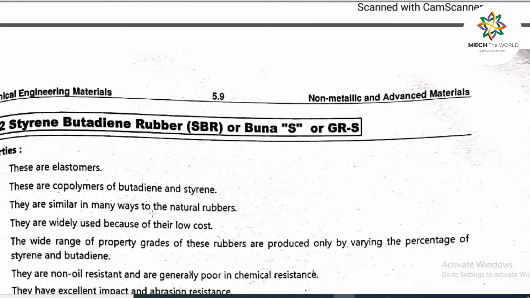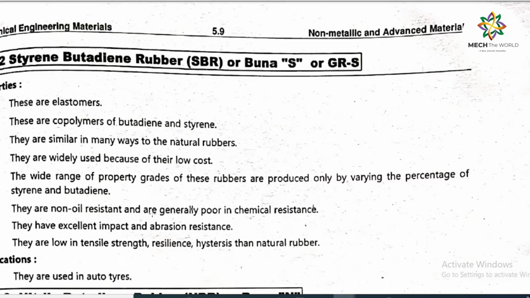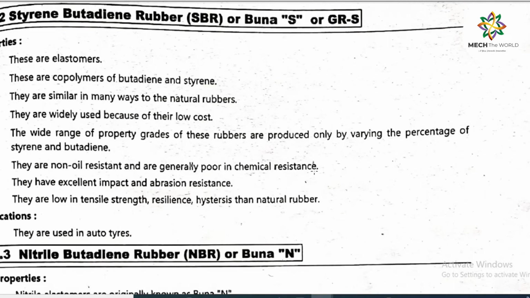Then the next type of rubber is styrene butadiene rubber, or SBR, also called Buna S or GRS. If we talk about the properties or characteristics of styrene butadiene rubber, these are elastomers. These are copolymers of butadiene and styrene. Again, styrene butadiene rubber is a mixture of butadiene and styrene.